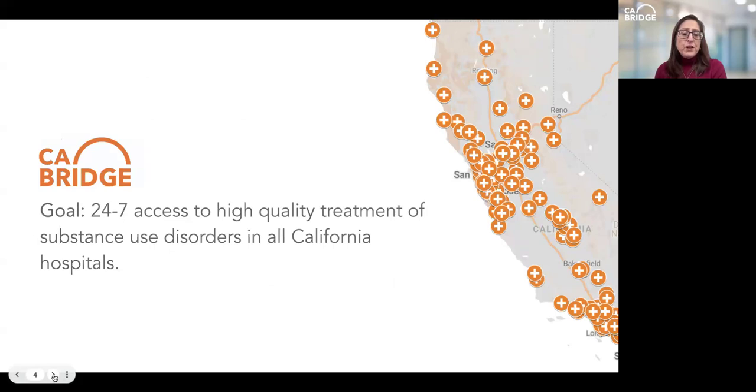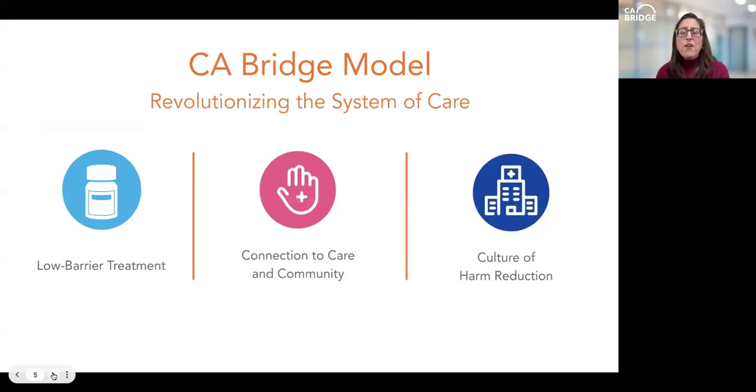We are here to talk about ethics and advocacy, but before we get started, I always like to give the background and our goal of CA Bridge. We want to provide 24/7 access to high quality treatment of substance use disorders in all California hospitals. And we're really proud that we are up to 276, so very much almost covering California. If they're not one of our partner hospitals, we know about them and we can definitely refer to a hospital in the vicinity.